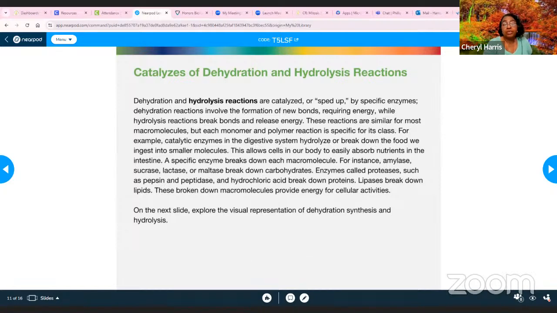Okay, so enzymes are specific to the molecule that they work on. So proteins have a protease, and carbohydrates have a special name for theirs. Lipids have lipases. So they are designed to only work on the substance that they are created for.